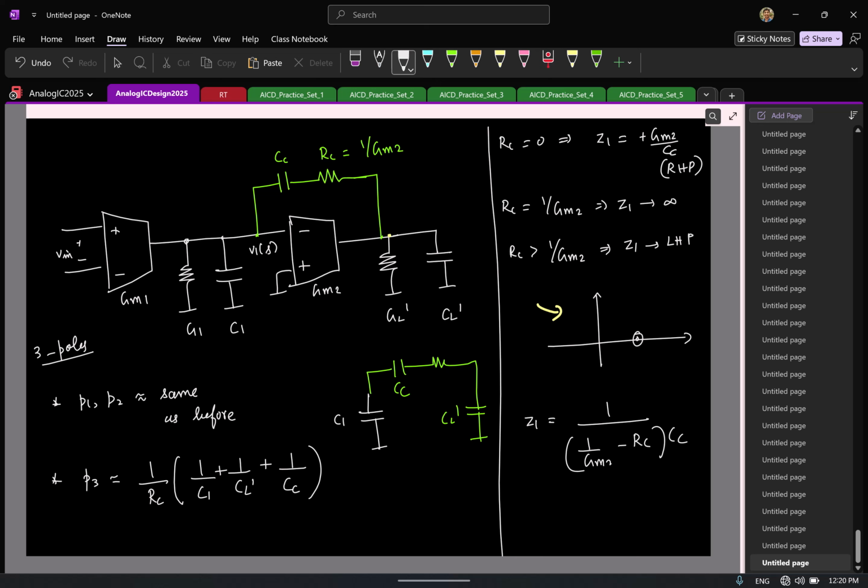So if this is the approximate third pole location, how can you further approximate this? I have C1, CL prime and CC. C1, do you think it will be a small value or a large value? C1 is a parasitic capacitor, that's small. So what will dominate here? 1 by RC times CC. Again, very approximate expressions.